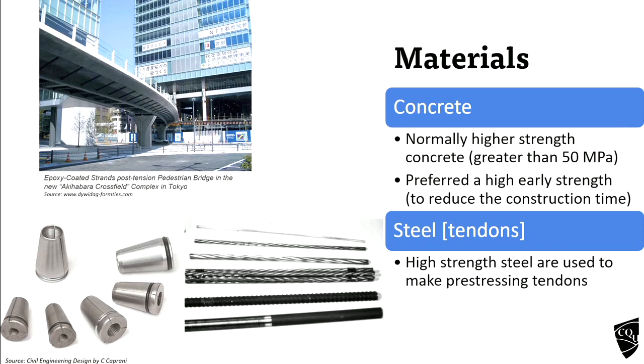Currently we should be able to go up to 120. So this Akihabara bridge used 120 MPa concrete. Okay, so they built it using 120 MPa concrete, high strength concrete. So effectively they should be able to reduce the section height and everything. So the dimensions can be reduced significantly.